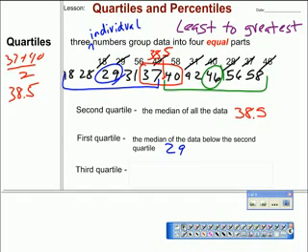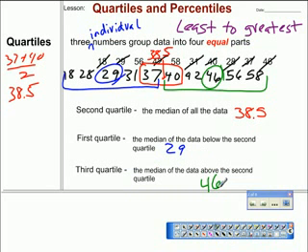Oh, I'm sorry, I didn't reveal that, did I? The median of the data above the second quartile, that's the third one. There is no fourth quartile. There's just first, second, third.